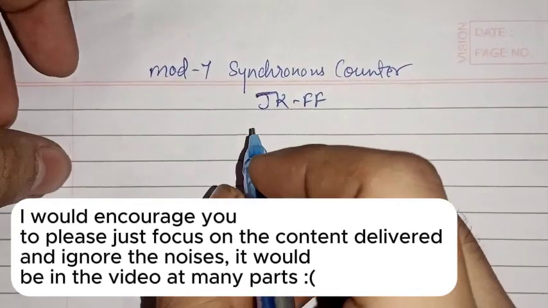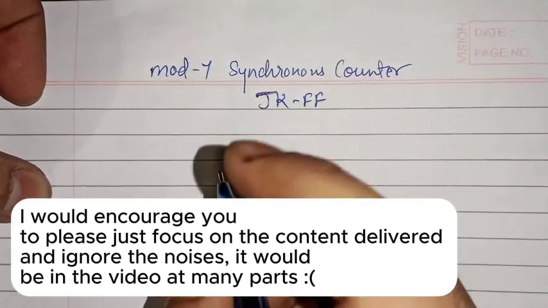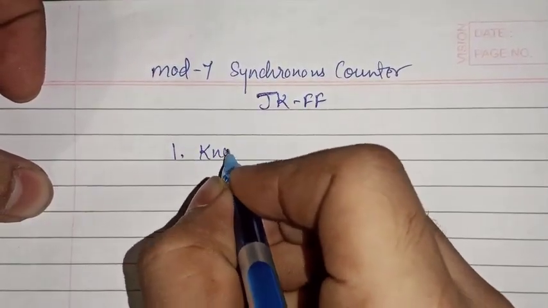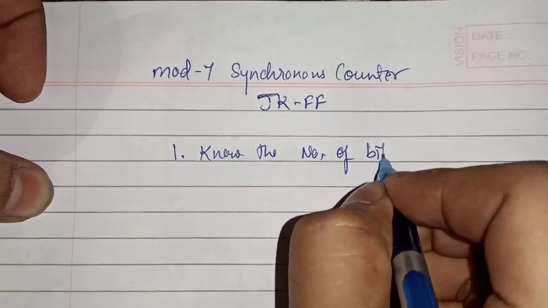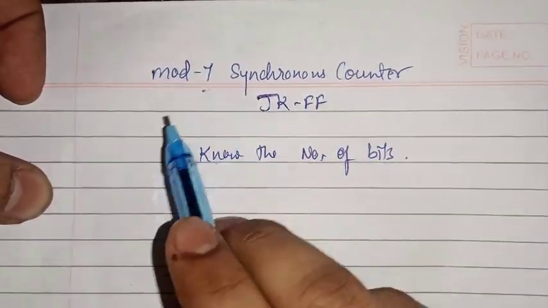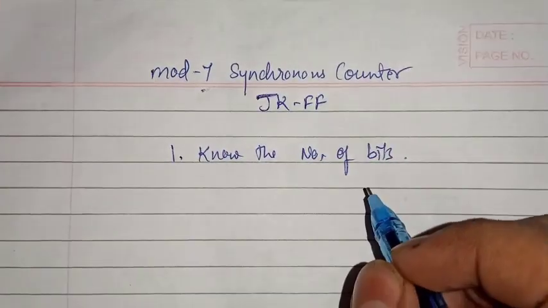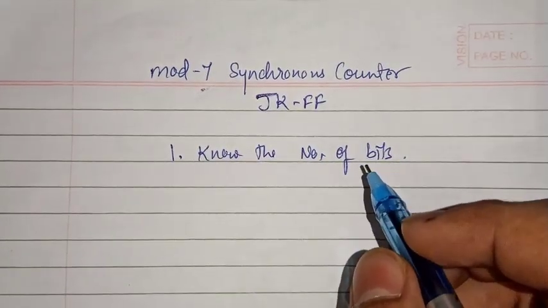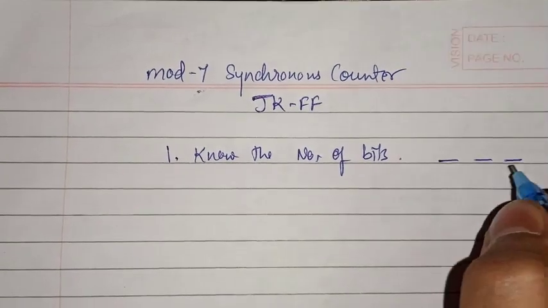To build any mod number counter, there are some steps that you need to follow. The first step is to know the number of bits needed. You have to first of all know the number of bits that you would require to build a Mod-7 counter. What according to you could be the least number of bits that would be needed to make a Mod-7 counter? Yes, you guessed it right. You need 3 bits to make a Mod-7 counter.